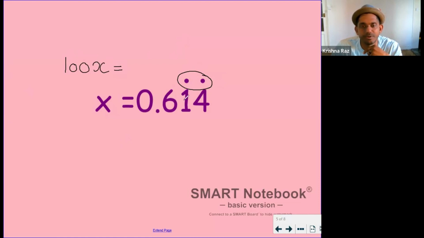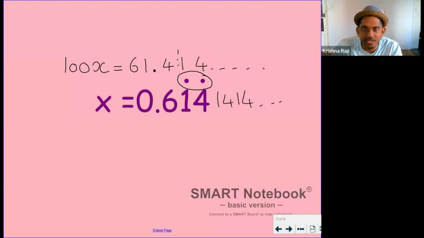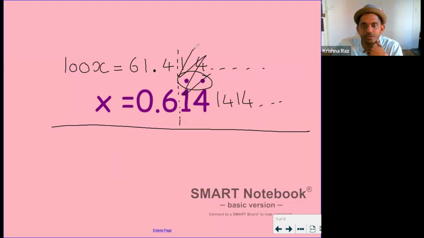So if I times this by 10 twice, I'm going to get 61 point 1414, which is recurring. So there must be a 4 after the 1, and a 1 after the 4, and a 4 after the 1, and so on. So we can see it's up to here where the decimals have lined up. So when we subtract, this will all cancel.